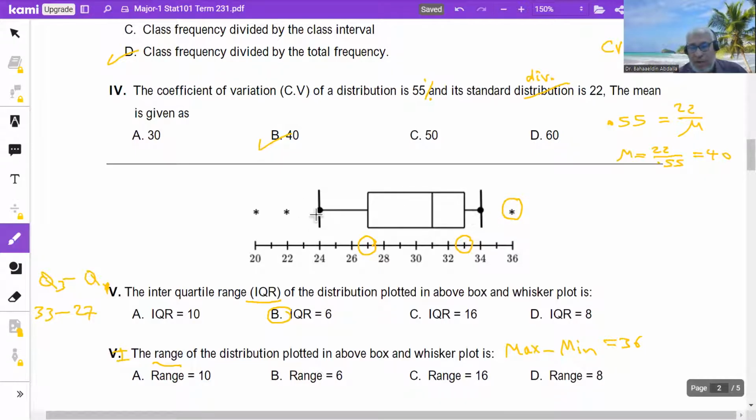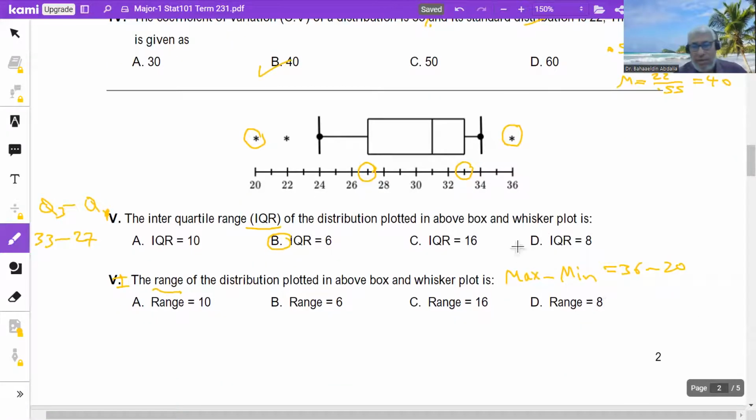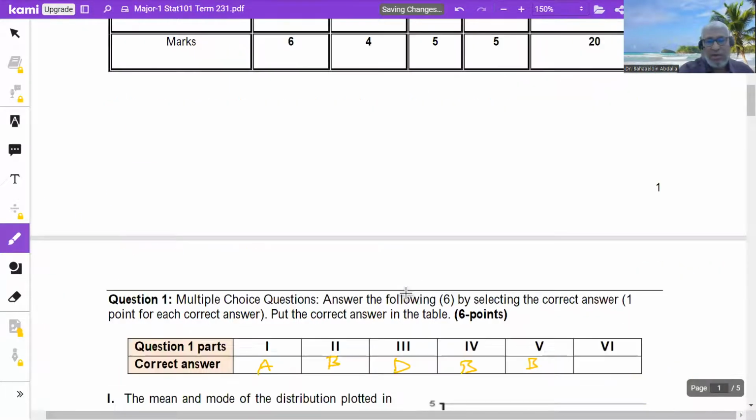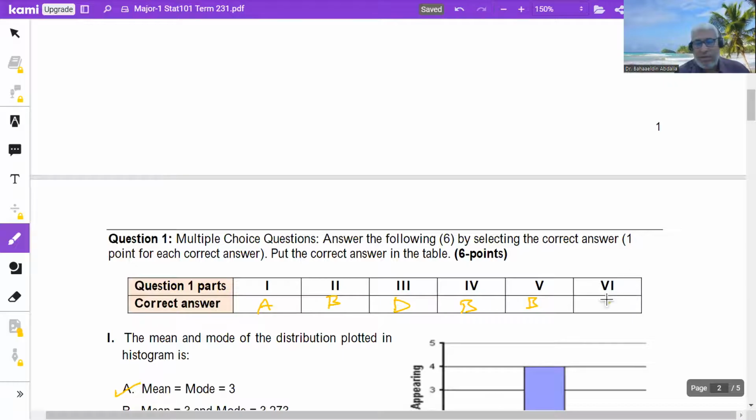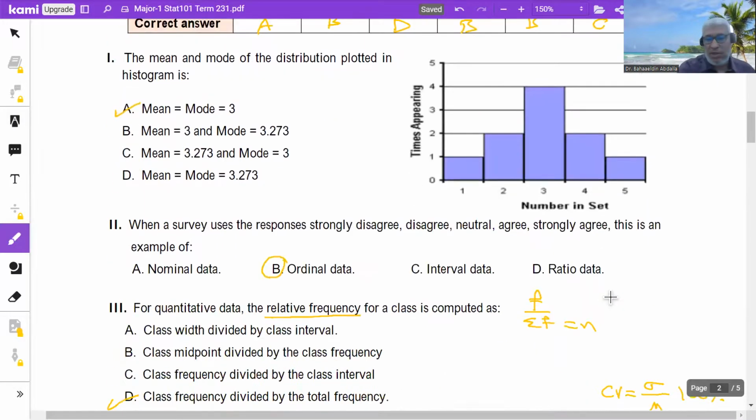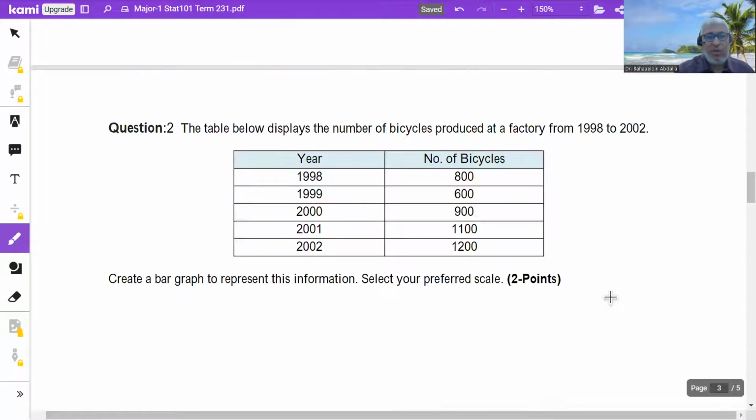If it is outside these borders. Also 20 is the minimum because this point is a point of the data. So we subtract 36 minus 20 and that's 16. So the range is 16 and the correct answer is C. So these are the multiple choice questions.